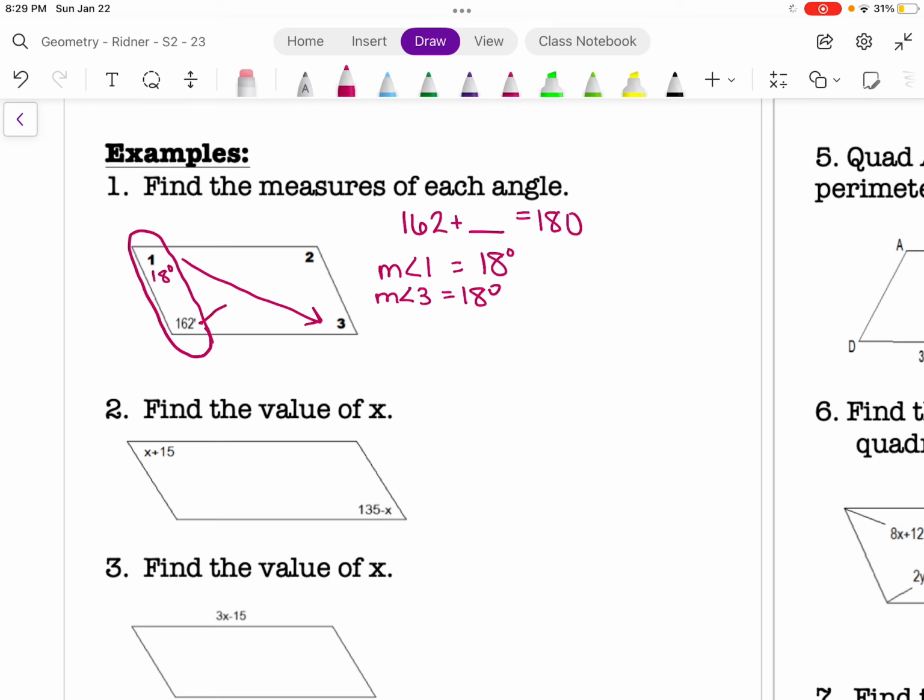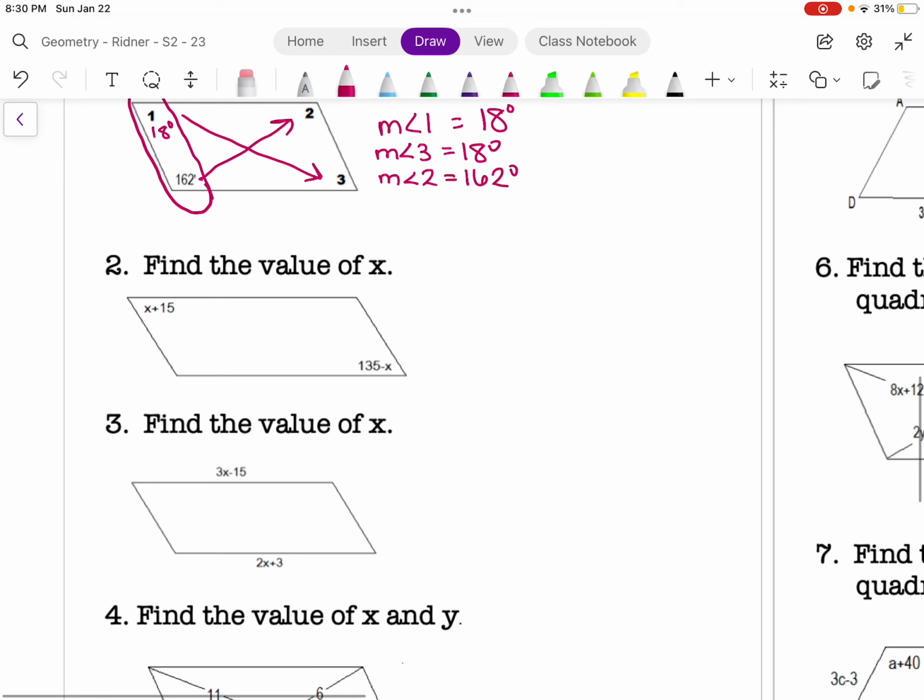And then the angle across from 162 is also 162 degrees because opposite angles are congruent, meaning they are the same. Okay. So in this example, notice they are opposite angles. So they are congruent, which must mean they are equal to one another.